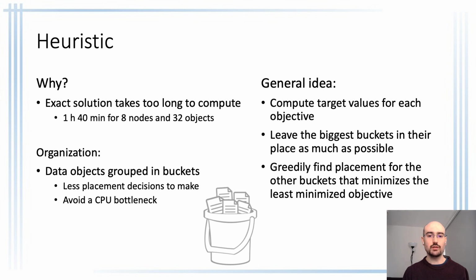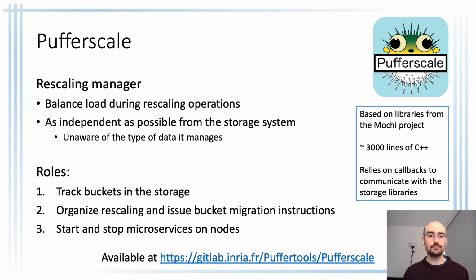First, instead of moving single events, since events are already gathered in buckets, we will migrate buckets. This drastically reduces the number of objects for which we have to make a placement decision. Second, we use a greedy algorithm that mainly works as follows. We compute the target value for each objective. We then leave the biggest buckets where they are as much as possible, and we find placements for other buckets to minimize the least minimized objective. Of course, we can also use weights for each objective to put more importance on one or on the other. For instance, more importance on data balancing, on load balancing, or on speed.